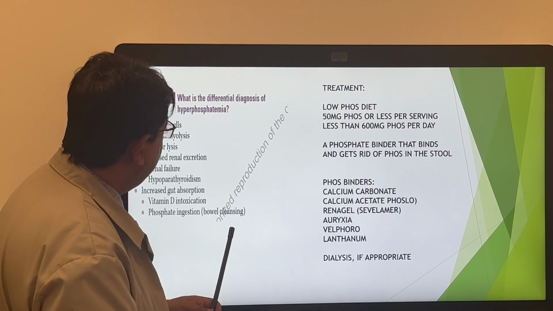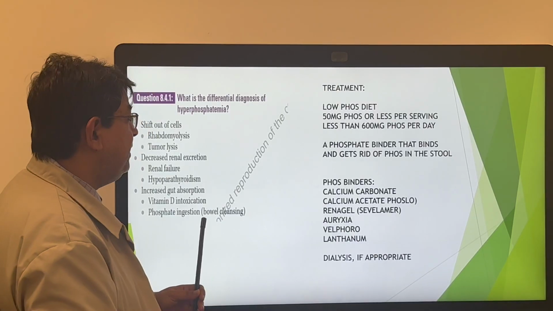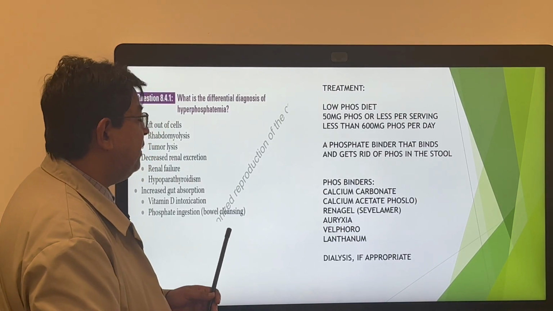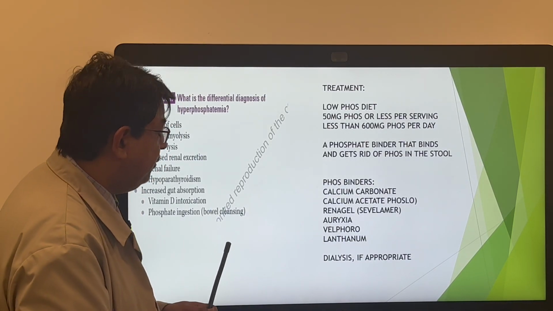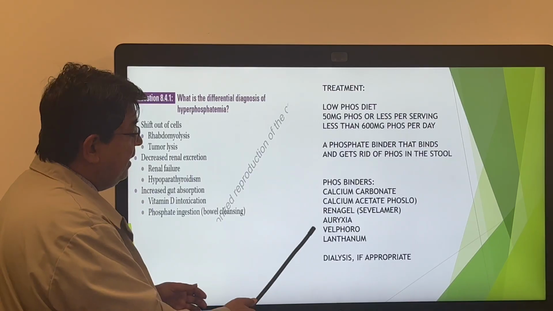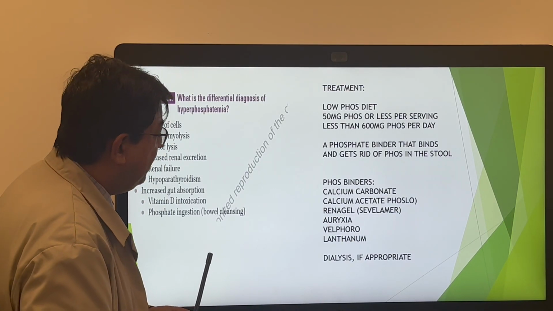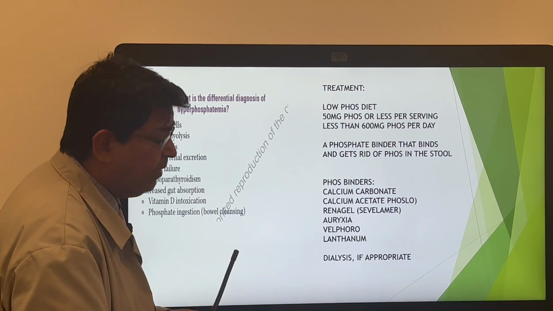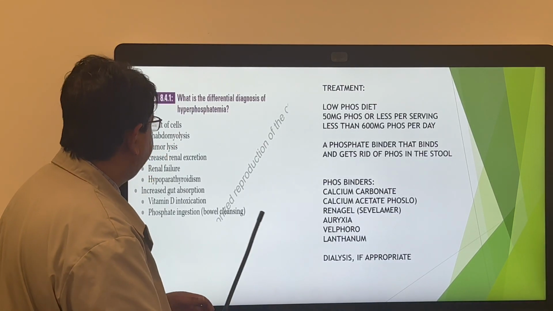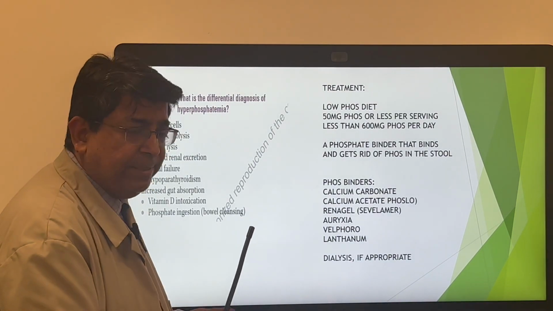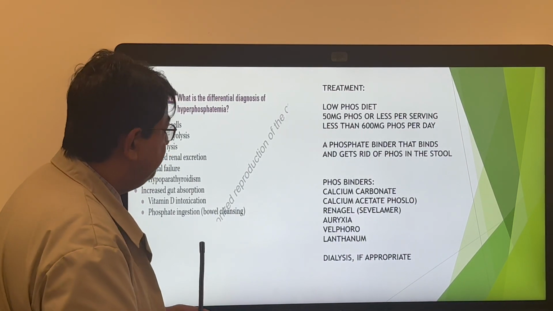So you can also treat hyperphosphatemia with phosphate binders. These will bind the phosphorus in the gut and get rid of it in the stool. The oldest phos binders were calcium-based, calcium carbonate and calcium acetate, also known as PhosLo. And then it was followed by Renagel, and subsequently by iron-based phosphorus binders, Auryxia and Velphoro. And then the newest is lanthanum. And then there are also even newer agents, which probably will not be tested. Hyperphosphatemia does improve with dialysis. So if dialysis is indicated, then dialysis support should be used. Next.